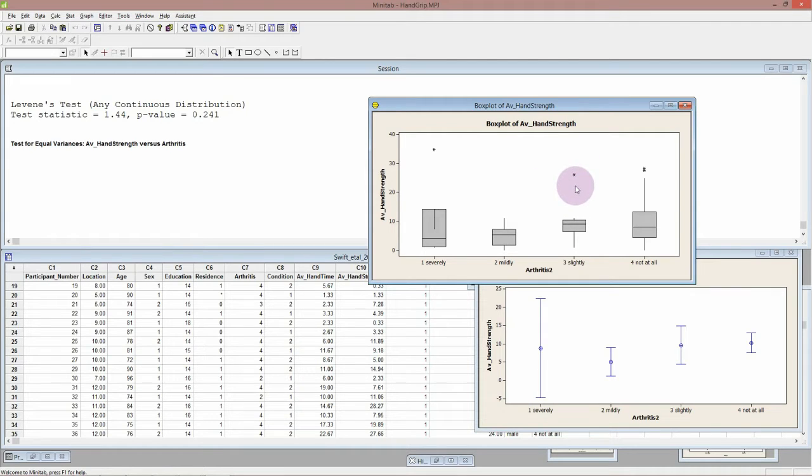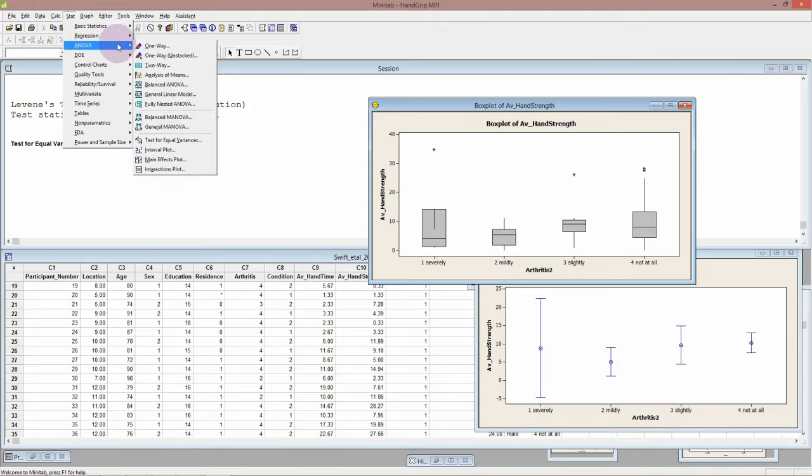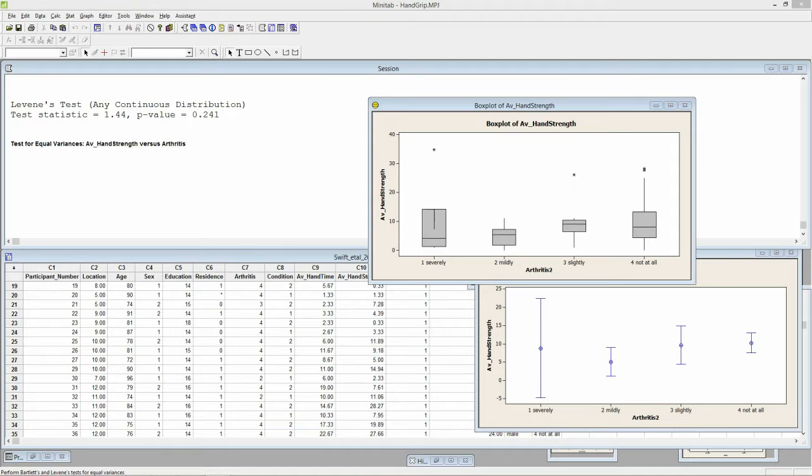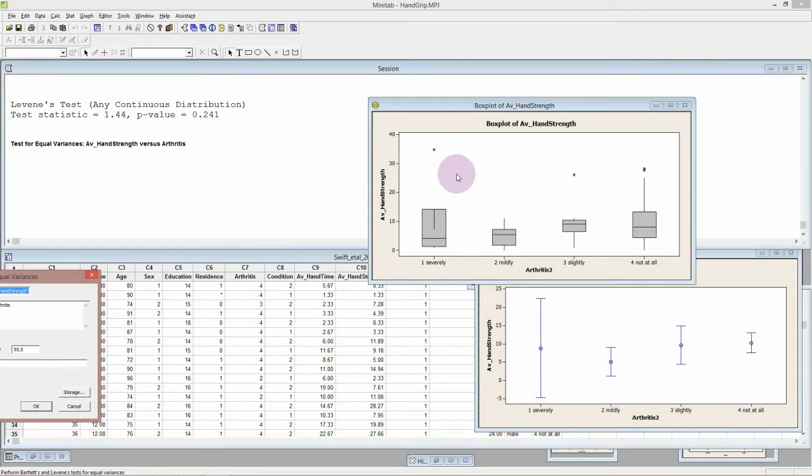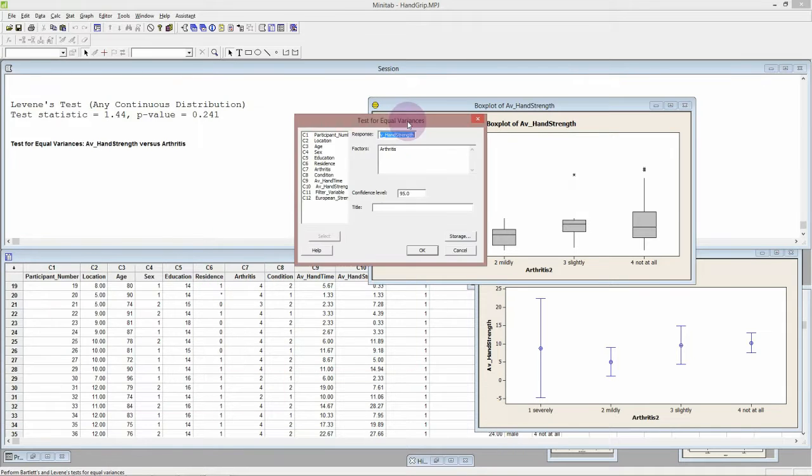Now, to do a test to see if these variances are in fact the same, we go to Stat, ANOVA, and Test for Equal Variances. And I'll bring this over from the other screen. So I've already done this, but I'll take these out. I always have to do everything first just to check I can remember how to do it, because I don't do these tests a lot.